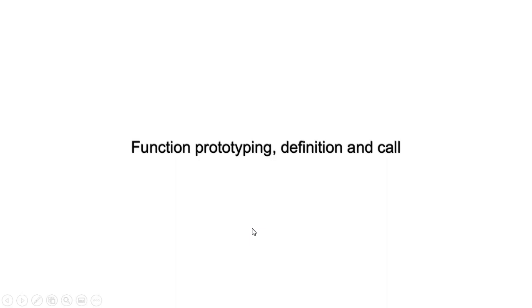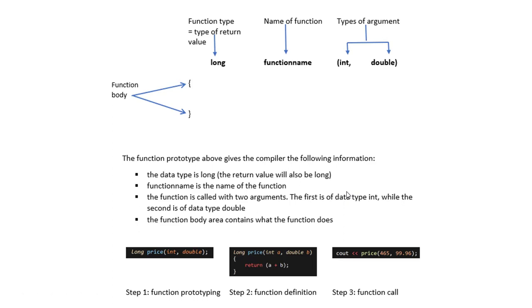Function prototyping, definition, and calls. In programs, we actually specify prototyping for a function, then define it, and finally call it. That is obvious in this particular diagram. What we have here is a function with a type of long and the function name, then it's expected to take two arguments and the arguments are integer and double.